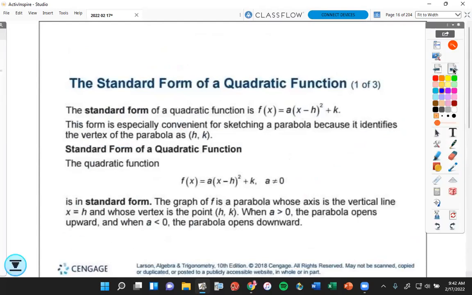Okay, so standard form of a quadratic. Standard and general are different. Okay, general is the descending powers. Standard form is also what I call vertex form. The text more often is going to use standard form than vertex form. Okay. By writing a quadratic in standard form, you can find the vertex easily because the vertex is located at the point (h, k).